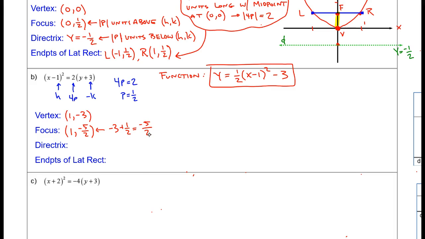The directrix will be a horizontal line that is p units below the vertex. That's going to be y equals -7/2. Where on earth did I get that? I did -3 minus 1/2, and that gives me -7/2.